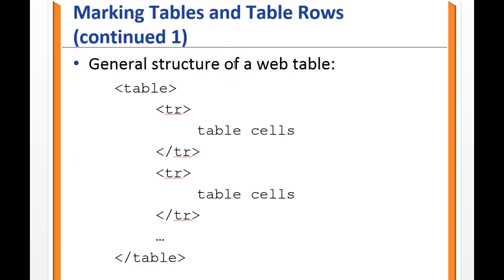So the general structure of the web table is: you have the opening table tag, and then you use the TR. In here you put the table cell, and of course you have to close it. Then you open another TR tag, and you have the table cell, and you close it. And then at the end you have to close your table. So this is basically the structure of the web table that you are going to have.